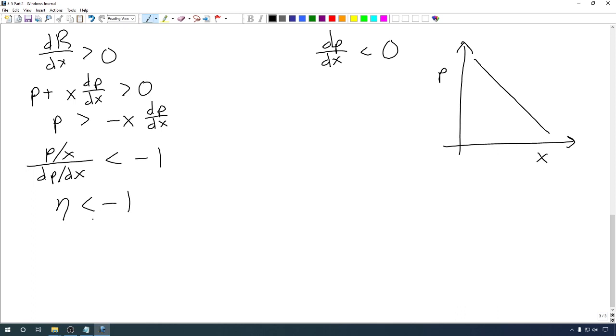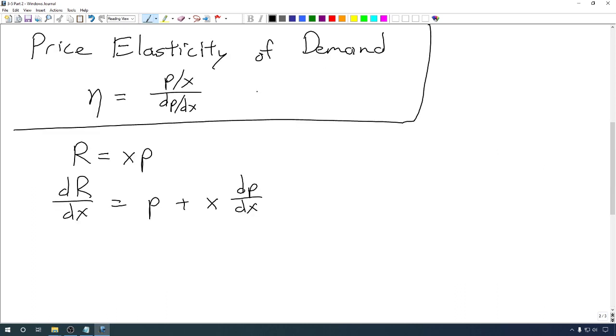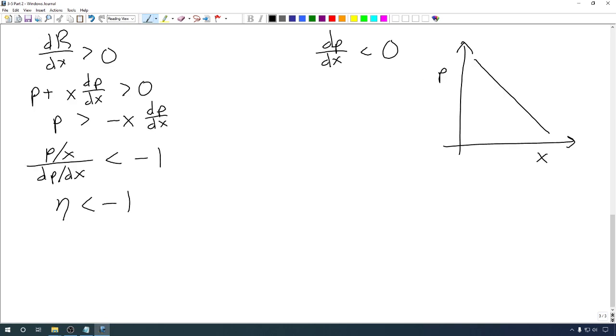Now, eta is always going to be negative, because the derivative on the bottom is always going to be negative, the price and the number of units are always positive, and dp dx is always negative. So these are always negative, except in some very weird cases. A lot of times we're just going to go ahead and put absolute values here. We're going to say the absolute value of eta is instead bigger than 1, because eta itself is less than negative 1.